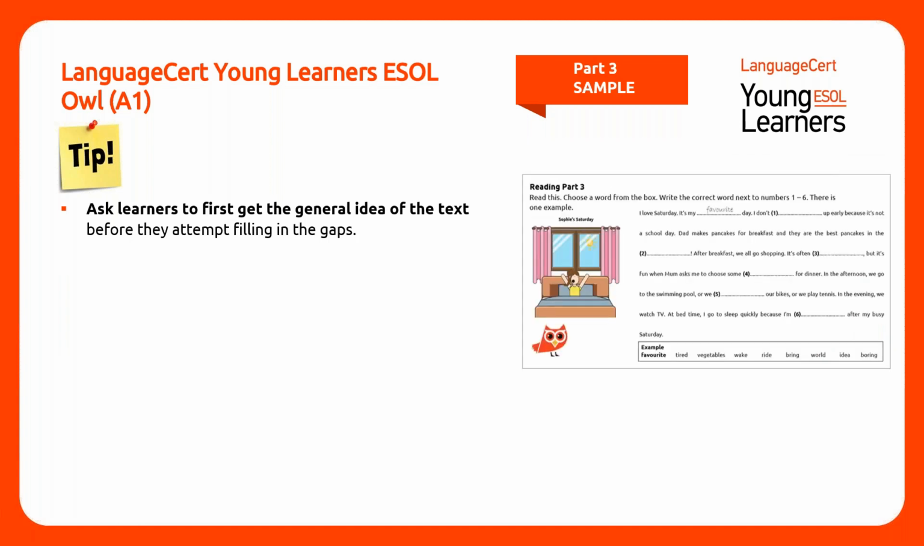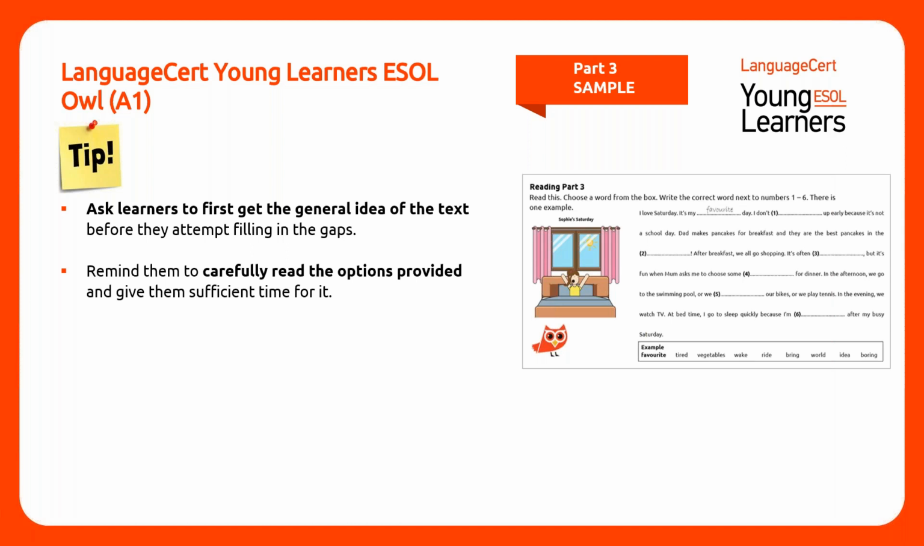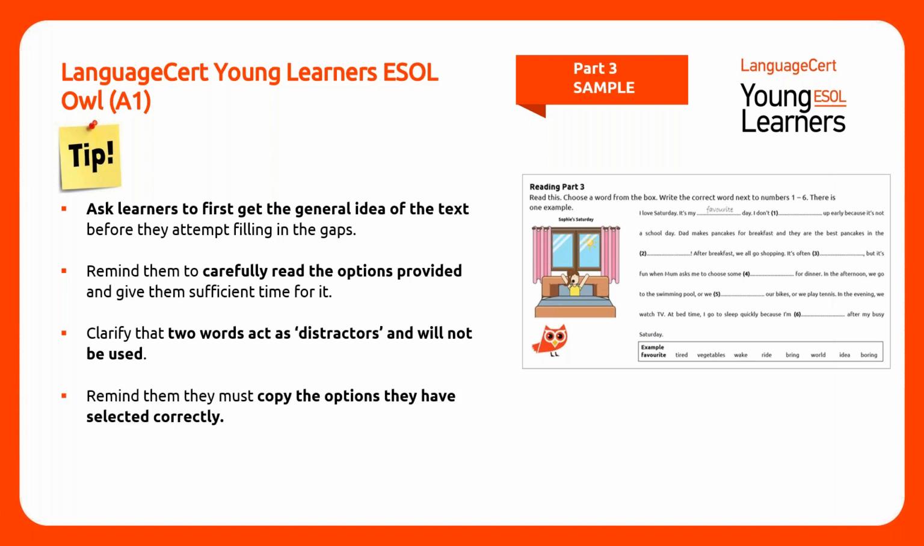When reaching part 3, ask learners to first get the general idea of the text before they attempt filling in the gaps. Remind them to carefully read the various options and give them sufficient time for it. Clarify that 2 words act as distractors and will not be used. Once again, remind them they must copy the options they have selected correctly.